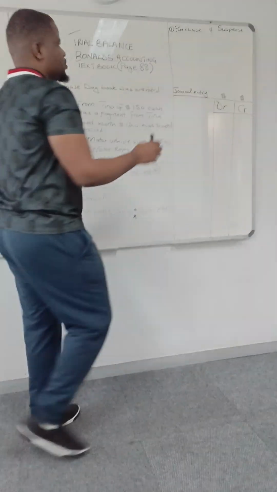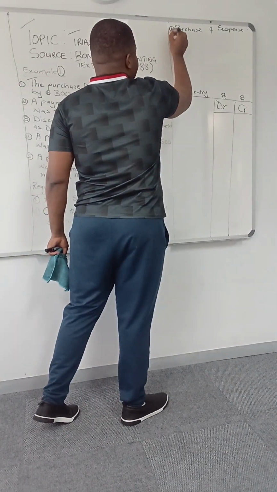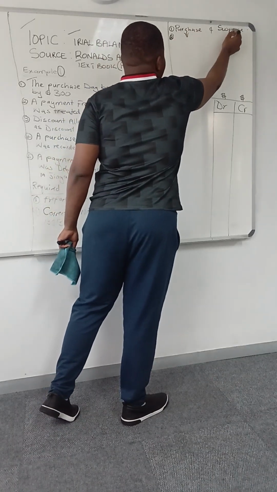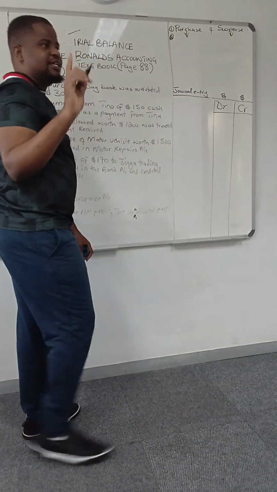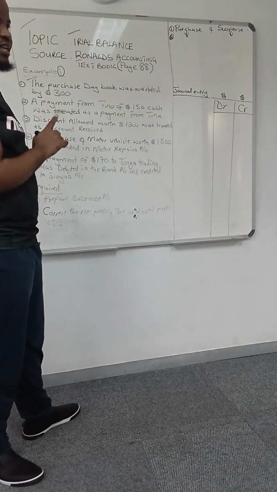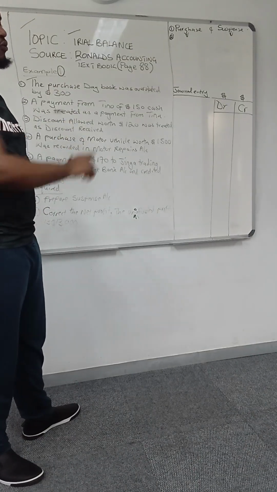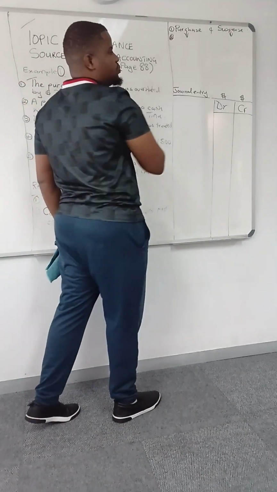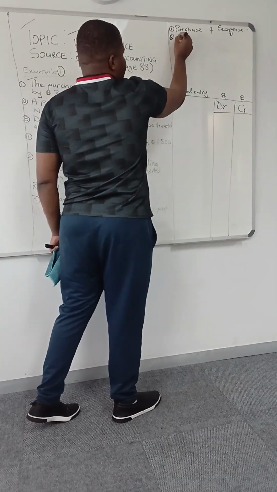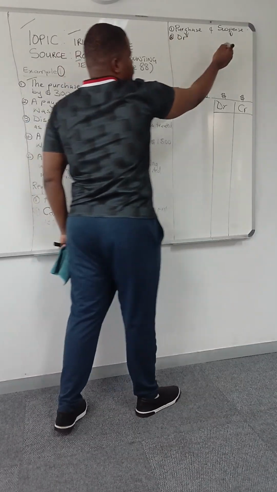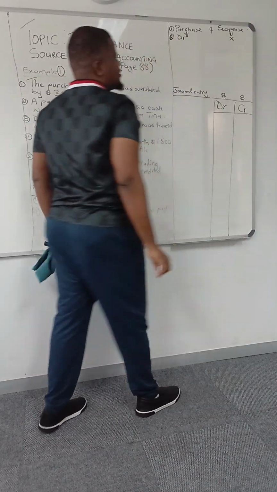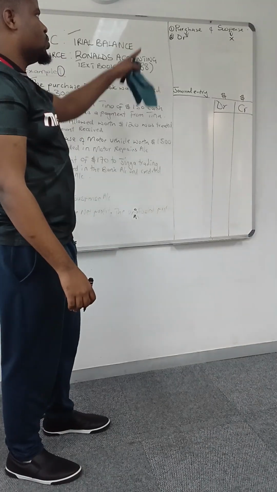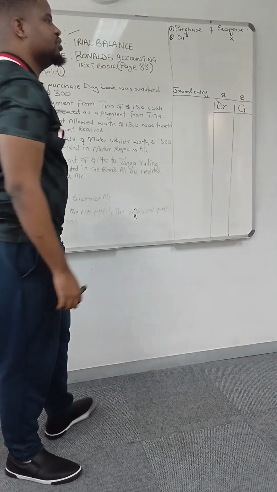Then step number two, if you still remember from the previous video, what are you going to do? You identify the sides of each and every account. So for purchases, where do we record purchases in the trial balance? We record them on the debit side. For suspense, you put X because there is no side for suspense, right? So for purchases, we record them on the debit side.